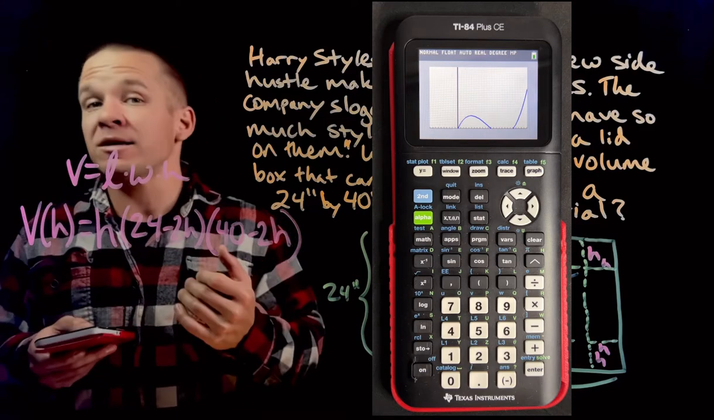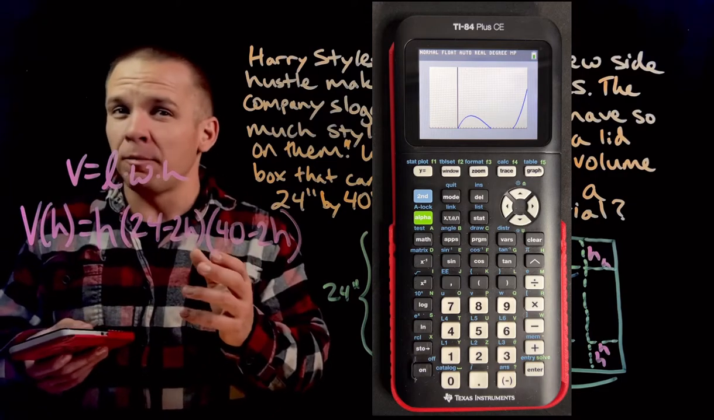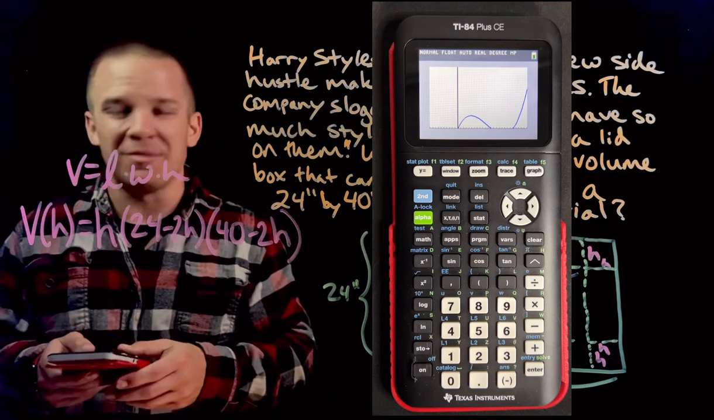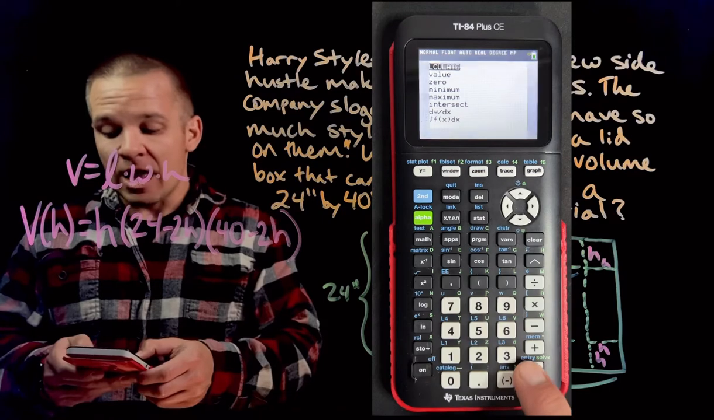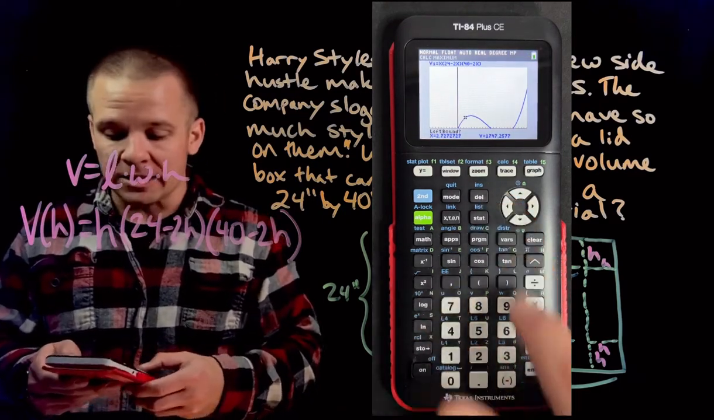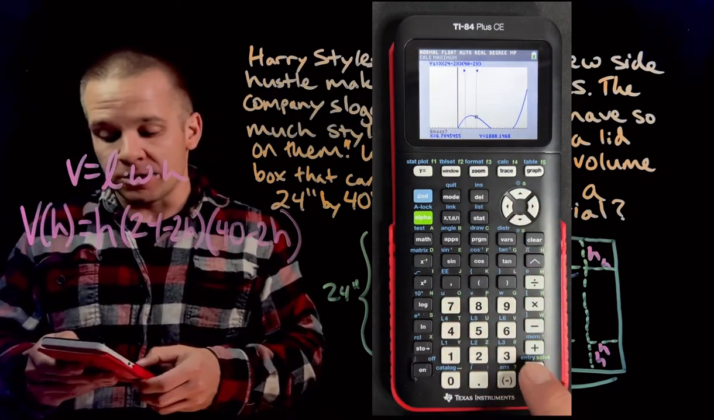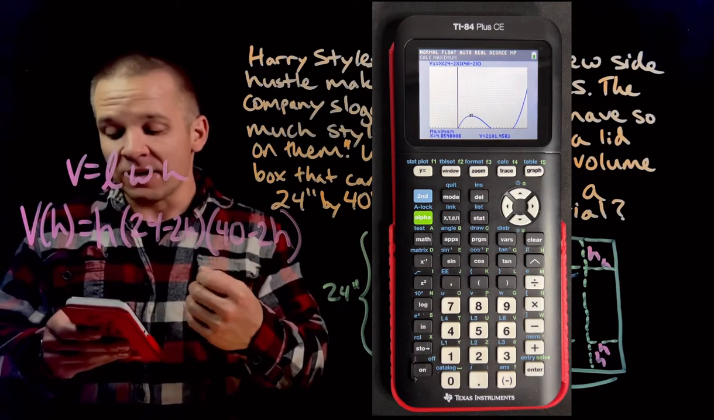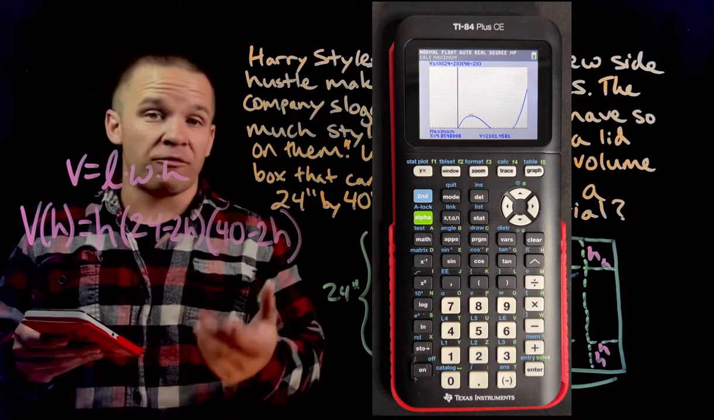I'm looking for my maximum between that 0 and 12 portion here. That's my feasible domain, right? My realistic domain for this particular problem in the context of this problem. These are all good math words, bro. All right, so now I'm going to find my max. So I'm going to hit second calc, and then I'm going to choose maximum. Then I'm going to arrow to the left of my perceived local maximum, hit enter. Then I'll arrow to the right of my perceived local maximum, hit enter. And then for guess, I'm going to hit enter one more time, and it will say maximum and gives me x equals 4.85 and change, and y equals 2,101.45 and change.